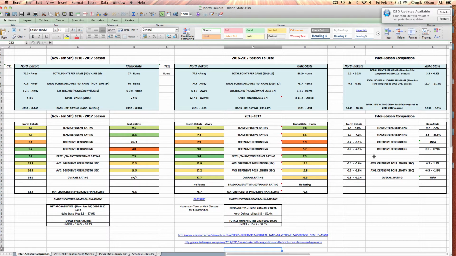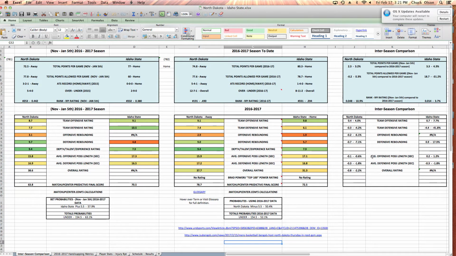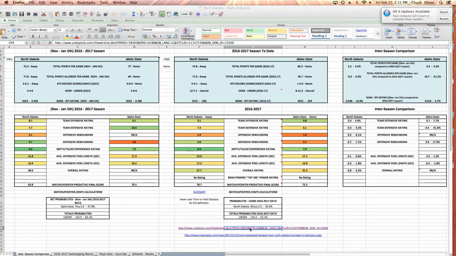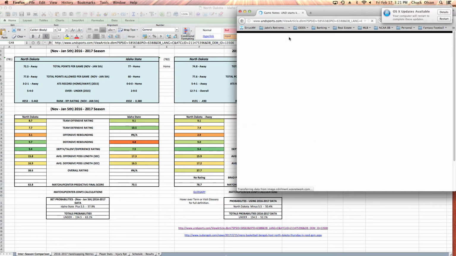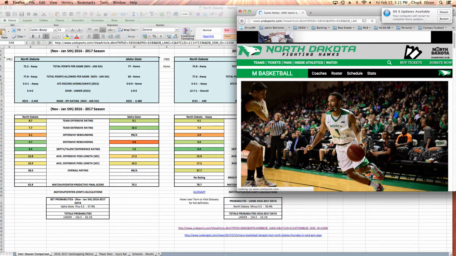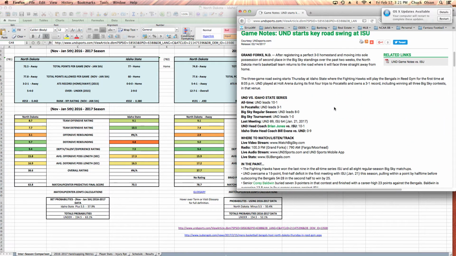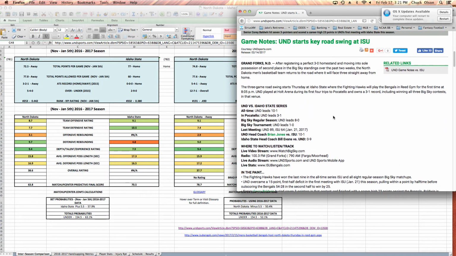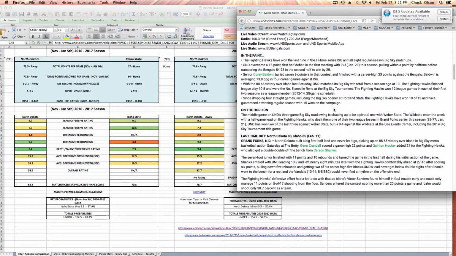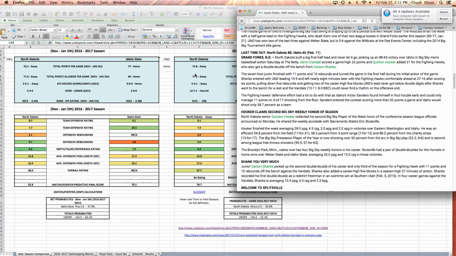Now, lastly, the new thing we added into our site is that now that we like North Dakota, we're going to click on the press clippings of that game, and that's going to tell us a little bit about the game notes. We'll go down here and see what the coaches say. What are they looking at? Now, this is North Dakota, and we can go in here and find out what happened last time.